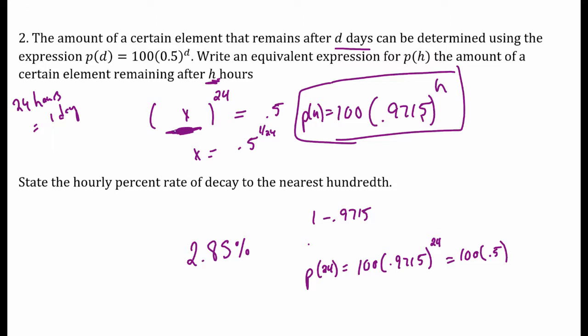Some rule of thumb: never just divide that 0.5 by 24. You're always going to be doing some kind of power here. You're always going to be doing some kind of power, some property of exponents to clean this up.